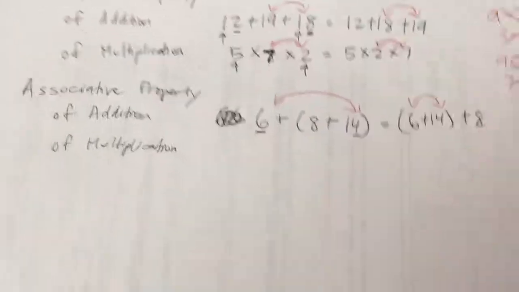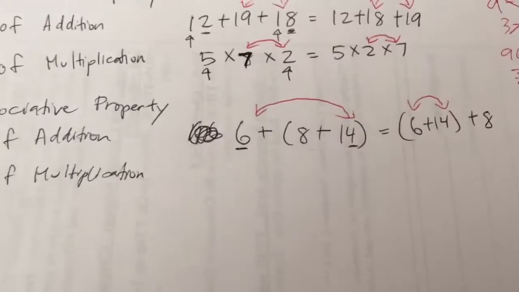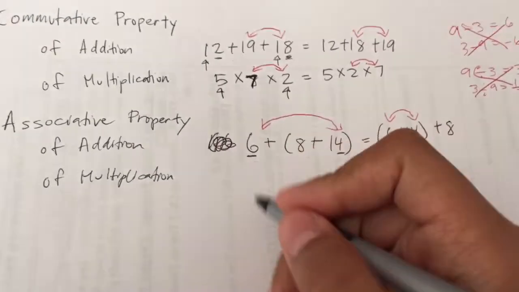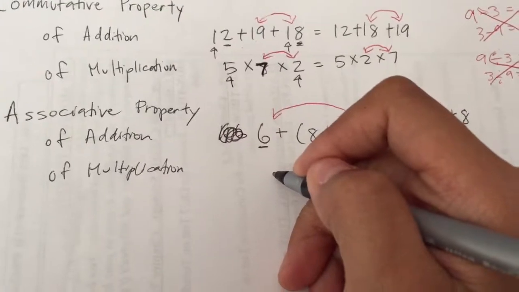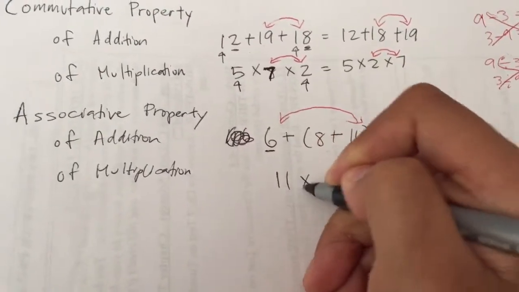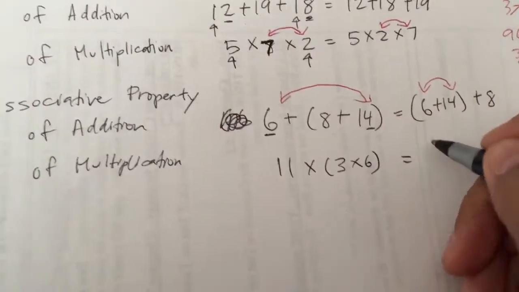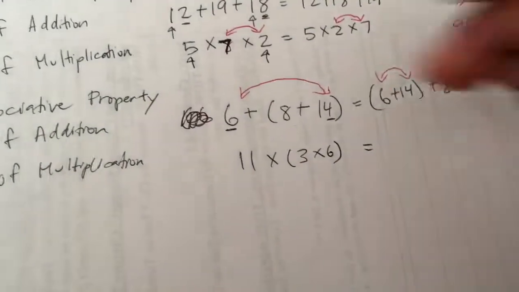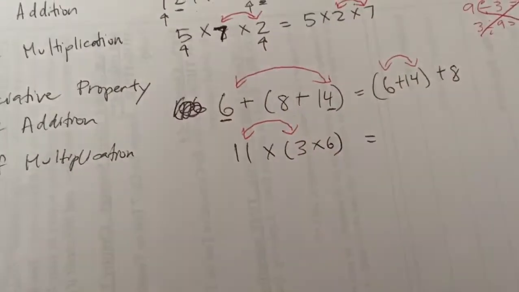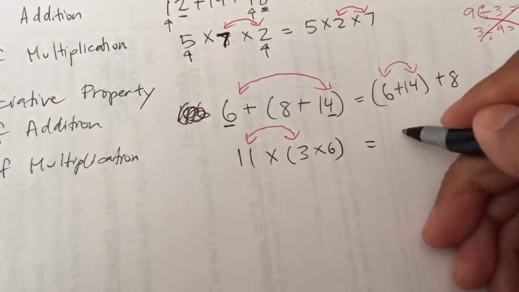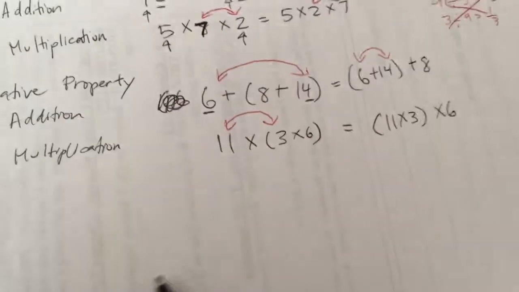Let's look at an example for multiplication. Let's say that the next one is 11 times 3 times 6. Here we could do 11 times 3 first. This is the example from the book. So we could do 11 times 3 is 33, and then times it by 6.